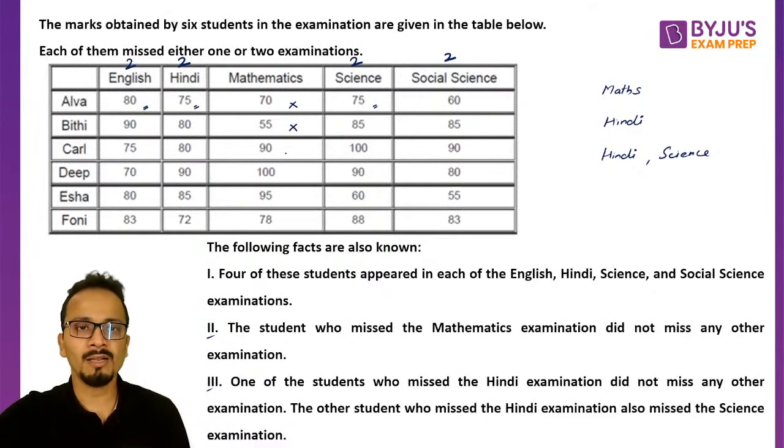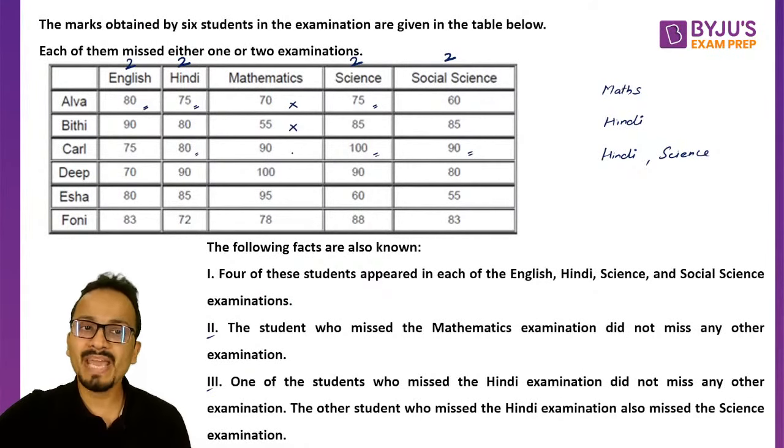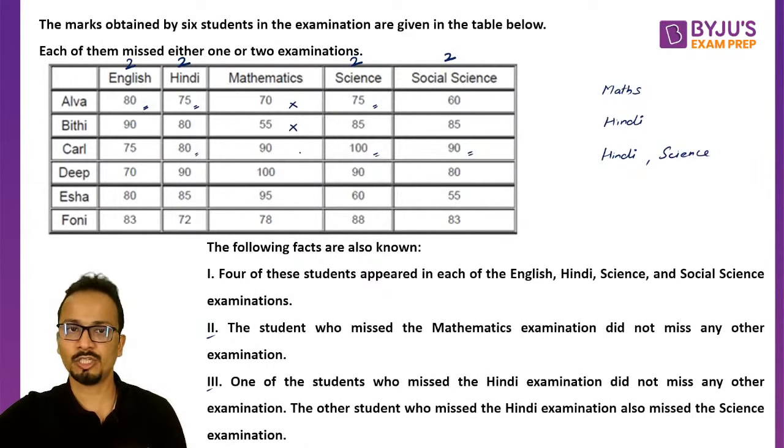Talking about Kal, other than maths, other than 90, the top three scores are 100, 90 and 80. If I calculate the average of 100, 90 and 80, the average of these three numbers will be equal to 90. Yes, so Kal may miss maths examination. So I'll leave Kal as it is.